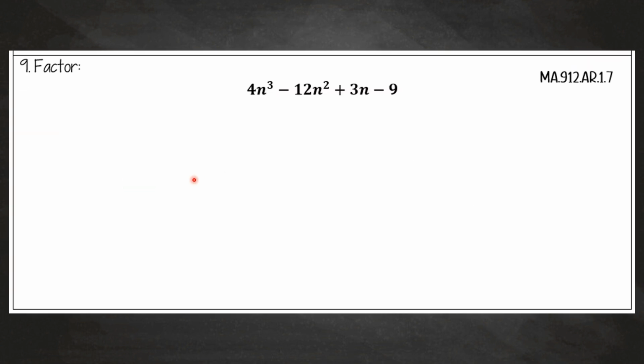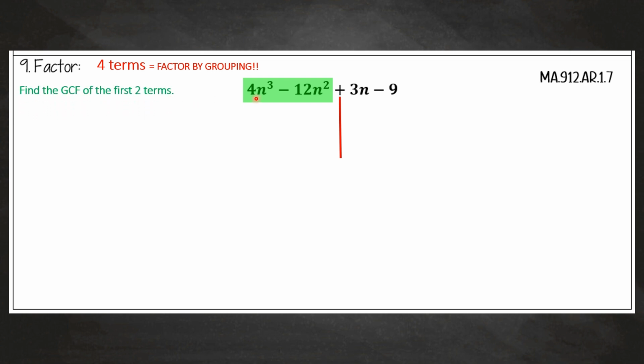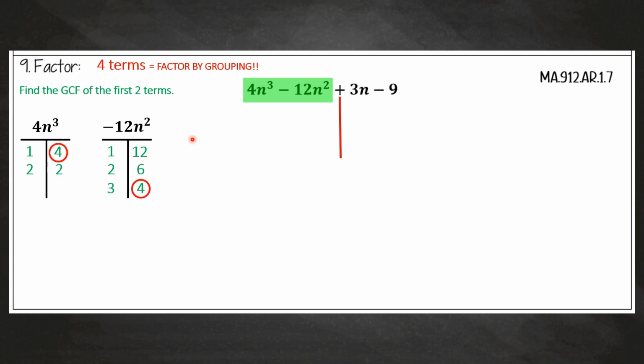All right, question 9. We have to factor by grouping. Your clue is that we have 4 terms. So remember, when we have 4 terms, we're going to factor by grouping. So we have to split this polynomial into 2. Looking at this first half that I highlighted in green, what is the greatest common factor of the first 2 terms? So we're going to find the factors of 4n to the power of 3 and negative 12n squared. The factors of 4 are 1 and 4, 2 and 2. The factors of negative 12 are 1 and 12, or 2 and 6, or 3 and 4. So my greatest common factor is 4.